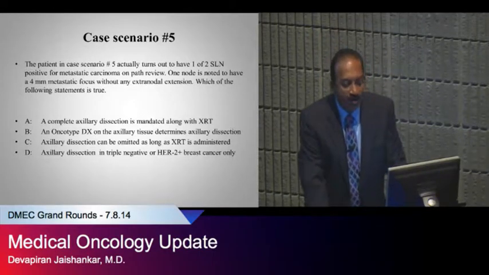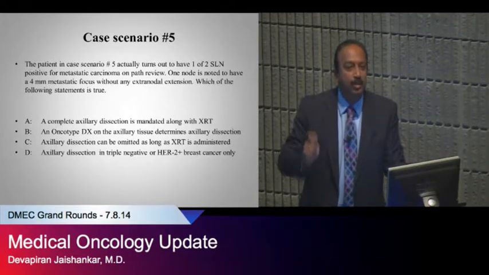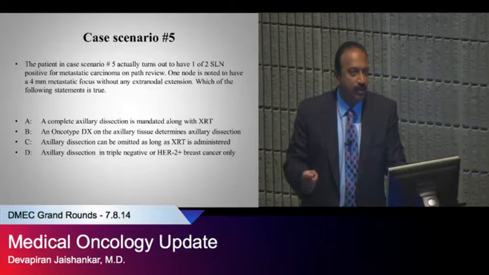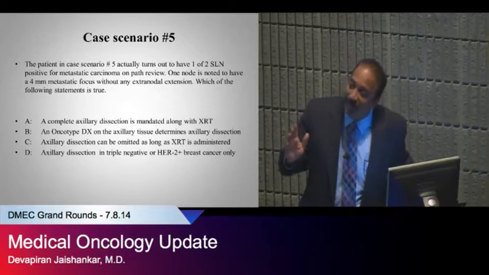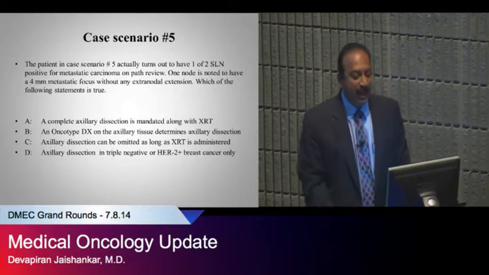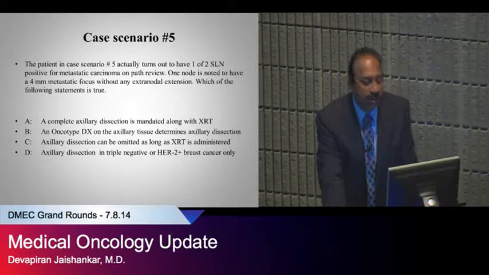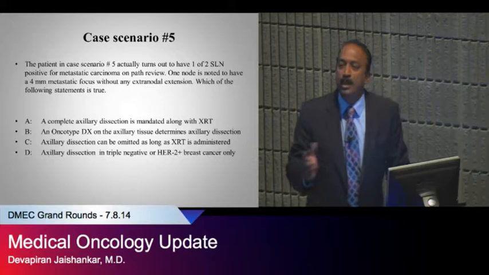Case scenario number 5. If you were to take the same patient who had a 1.8 centimeter breast cancer tumor, ER positive, was initially told node negative, and let's say pathology goes back, and this does not really happen too often, but let's say pathology goes back on re-review, says, wait a minute, I actually have 1 out of 2 central nodes that are positive, okay? And it's 4 millimeters in size.